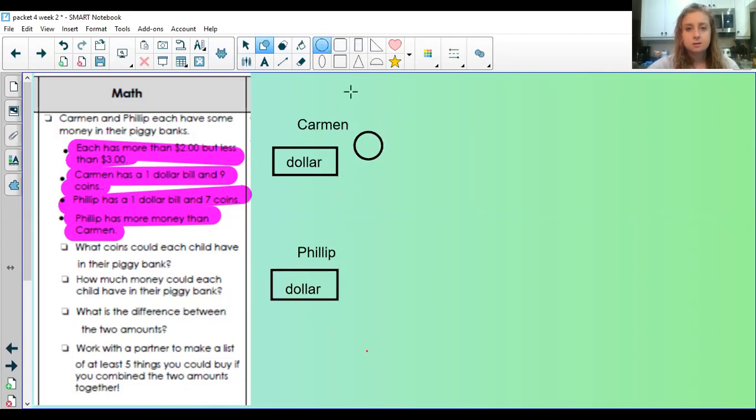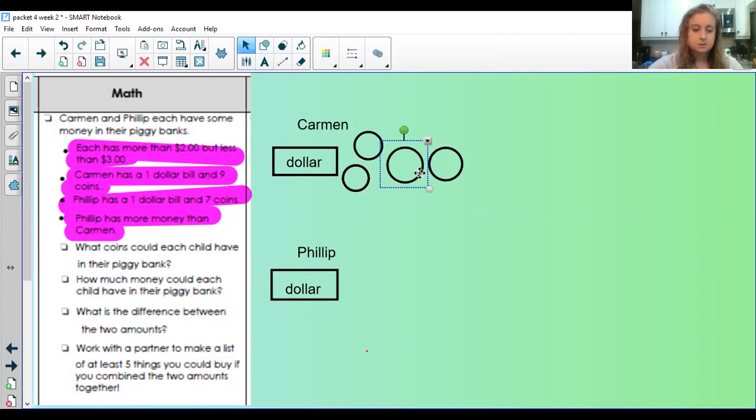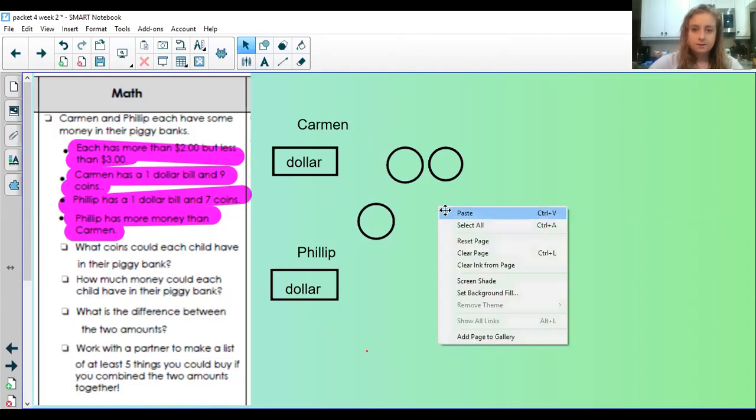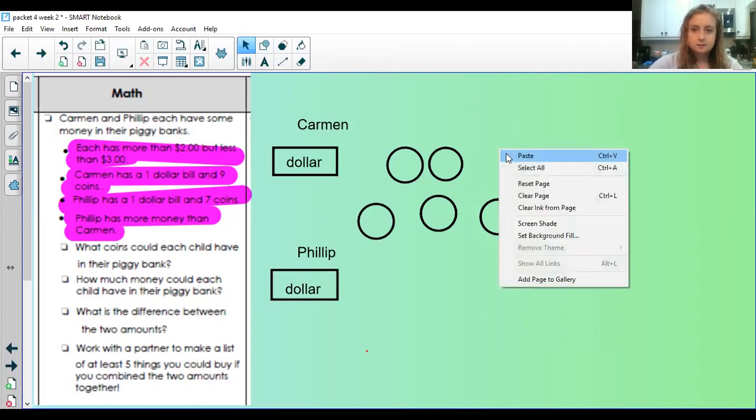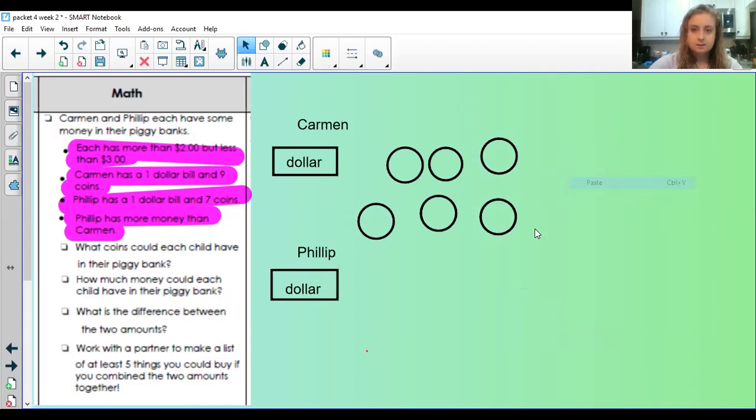1, 2, 3, 4. I'm gonna do it so they're the same size. 4, 5, 6, 7, 8, 9. Okay, so these are Carmen's.